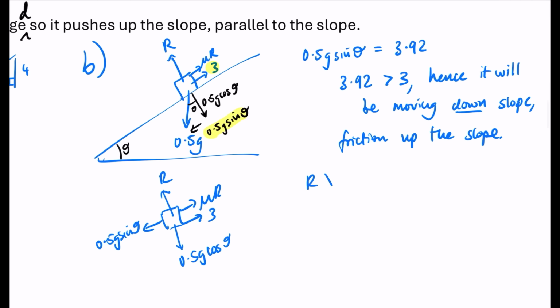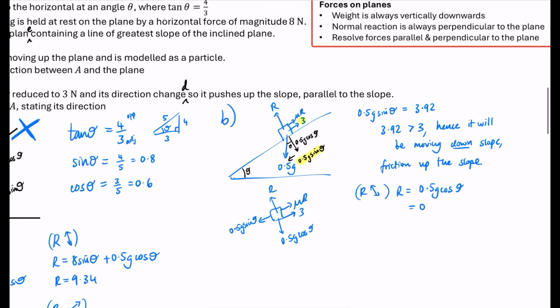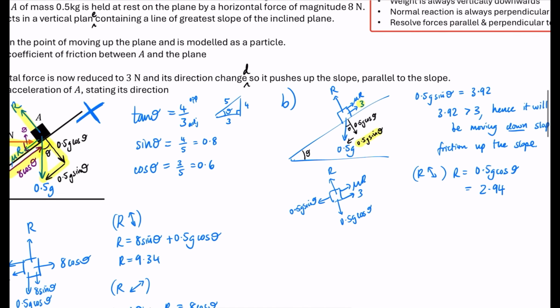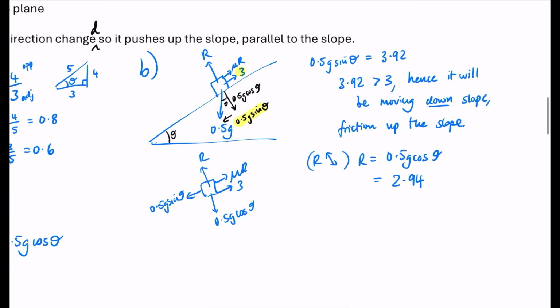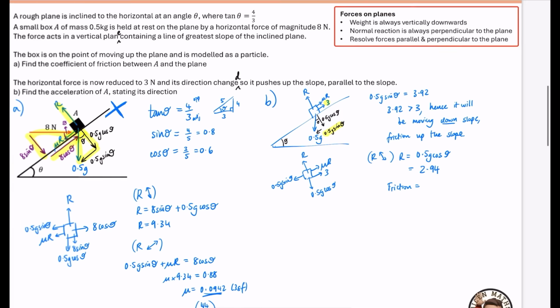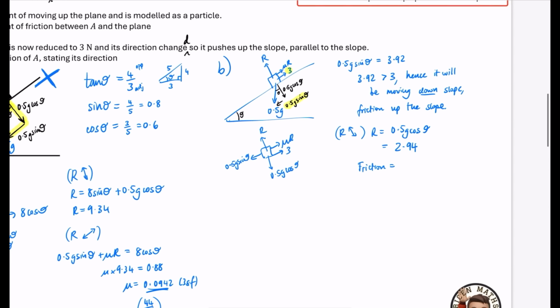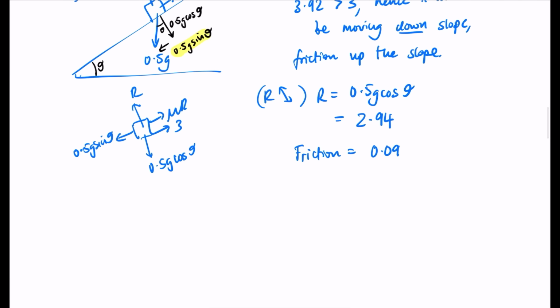So doing a quick bit of resolving in that perpendicular direction, we can see that R is 0.5 g cos theta, which is 0.5 times 9.8 times the cos of theta, which we've written as 0.6. So we now have that R is 2.94, which means that the value of mu R... we now know that it is definitely accelerating, so it's going to have reached its maximum. We can say that the friction is equal to mu R. We worked out mu as 0.0942, times R, which is 2.94.